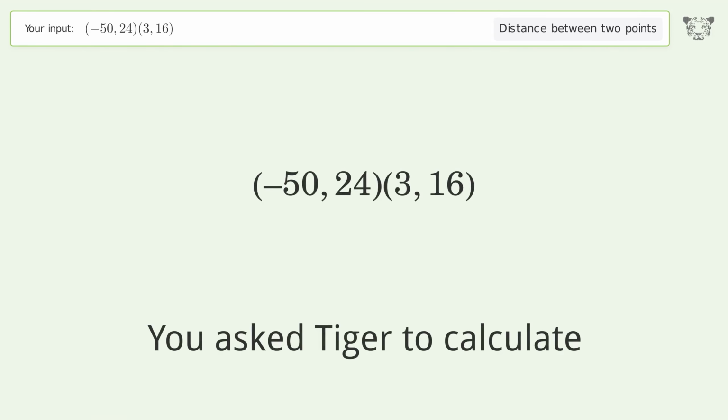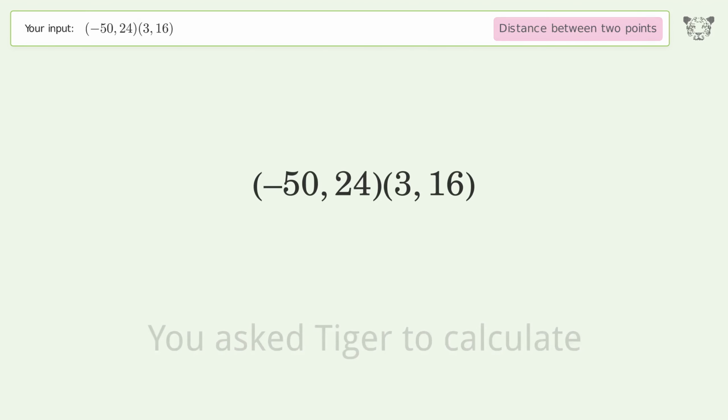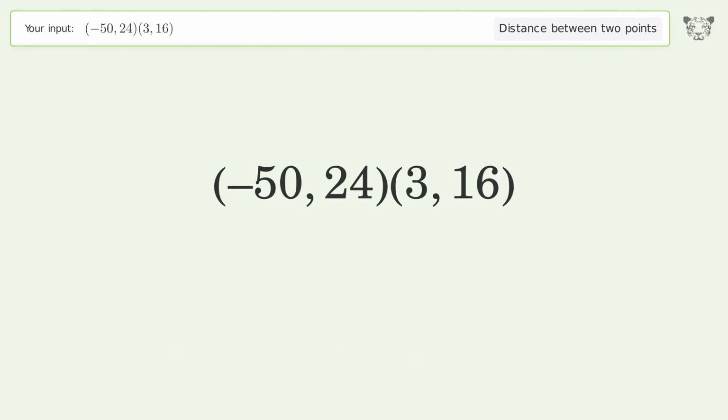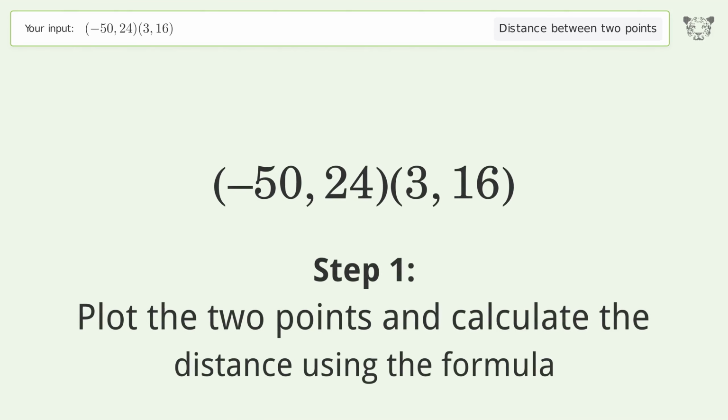You ask Tiger to calculate. This deals with the distance between 2 points. The distance between the 2 points is the square root of 2,873, or 53.6. Let's solve it step by step. Plot the 2 points and calculate the distance using the formula.